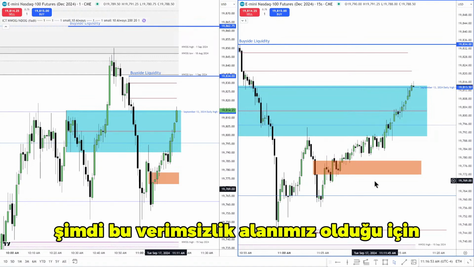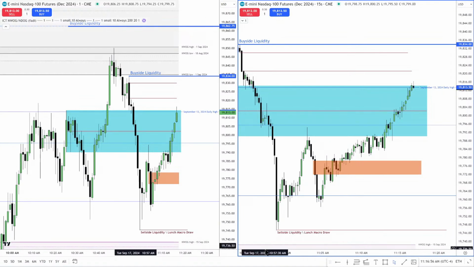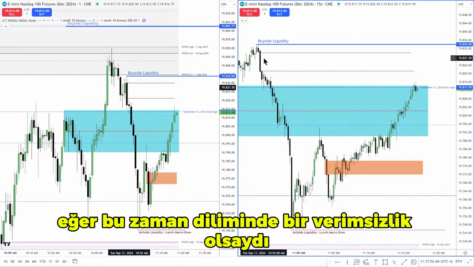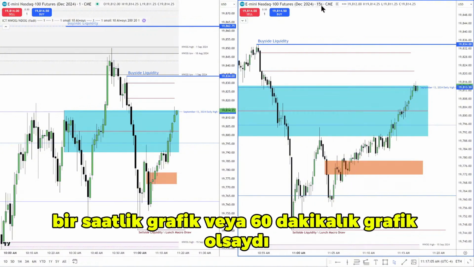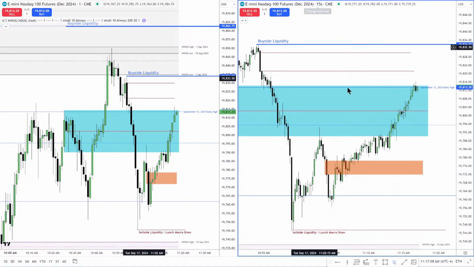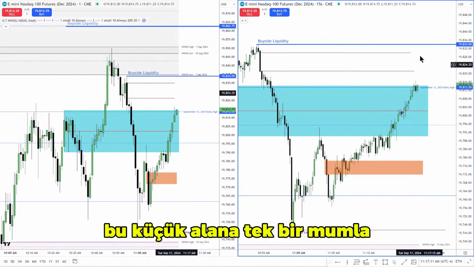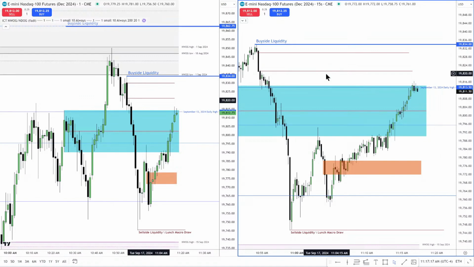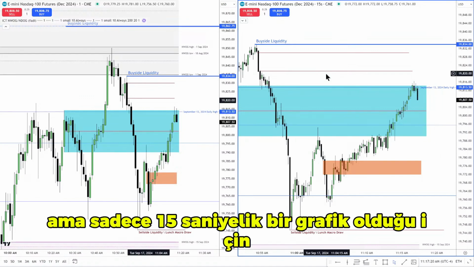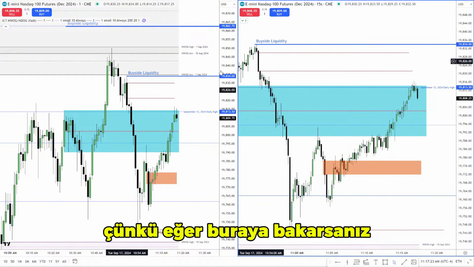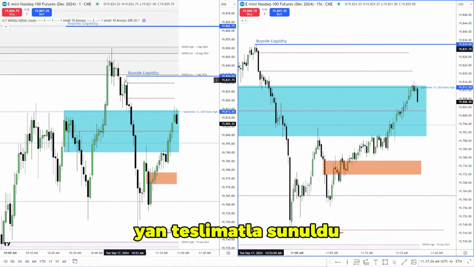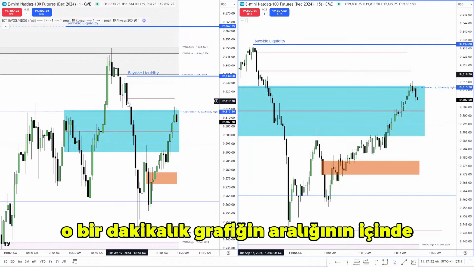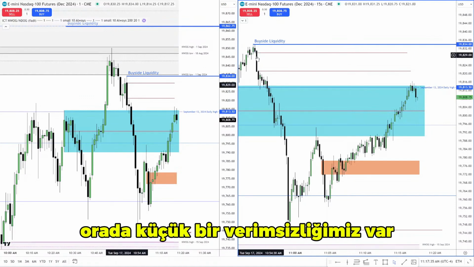Now, because we have this area of inefficiency, mind you, it's anchored on a 30-second chart, so bear that in mind. It's not like it's on an hourly chart, where price would have no problem going up with one single candle into this little area. It can still do it on the 15-second chart. That's still a characteristic, but it's only on a 15-second chart that it has this inefficiency. If you look over here, it's been offered buy side delivery, and then this single candle on the 1 minute chart. Inside that 1 minute chart's range, we have this small little inefficiency there.